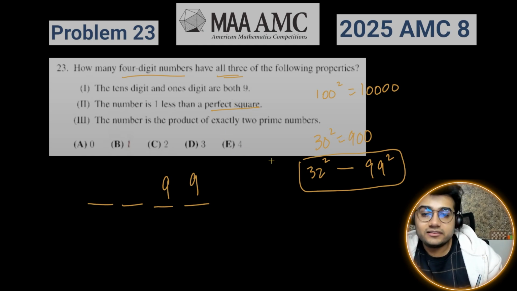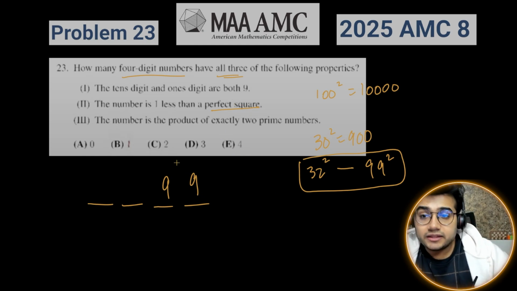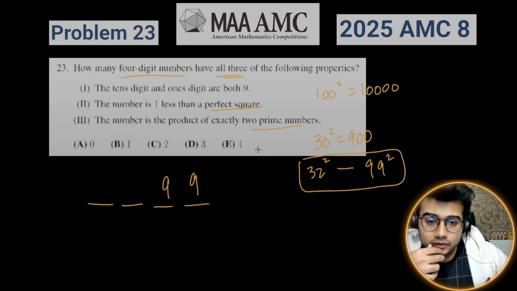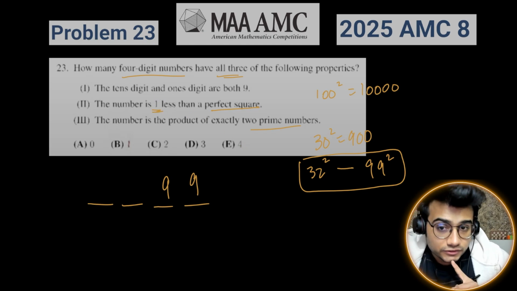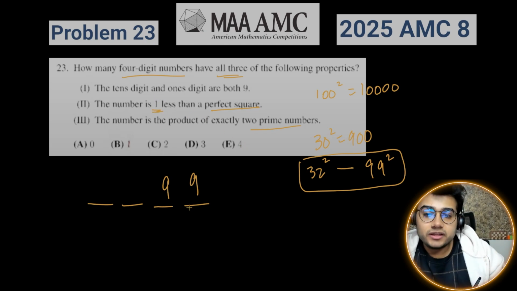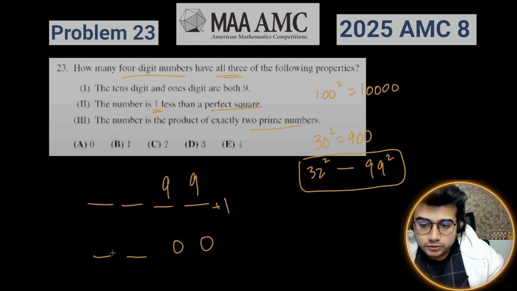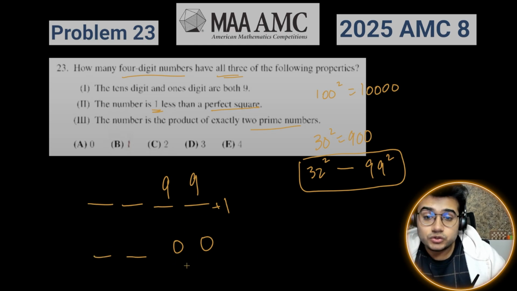Okay, so it's 1 less than any of those squares. And then they're saying that the number is a product of exactly 2 prime numbers. Well, we'll see how that happens as well. But first off, it's 1 less than a perfect square. That means 1 more than that. Well, what happens when you add 1 to this? It will become 0, 0. We don't care about these 2 digits, but the last 2 digits will become 0, 0.